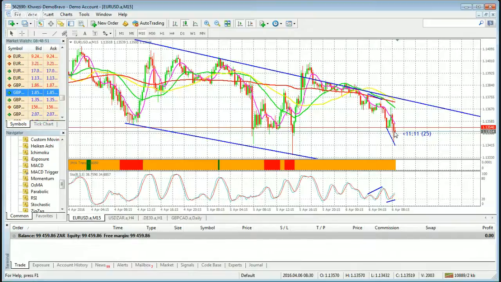Boom. Okay, beautiful movement there. Now that we're basically in the center of the band, it's a bit more iffy. But yeah, we'll just have to trade the signal that comes up.